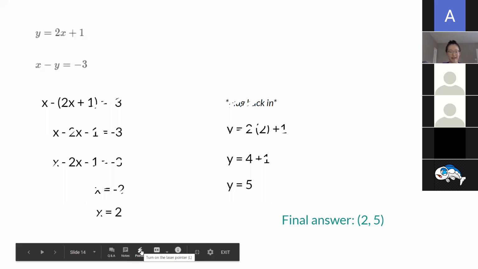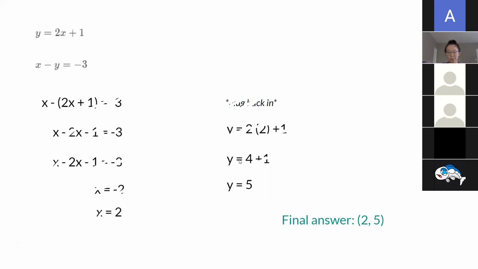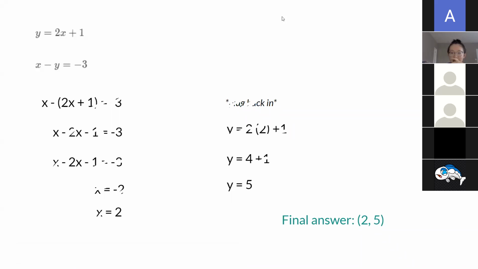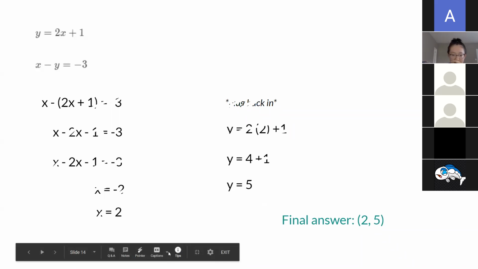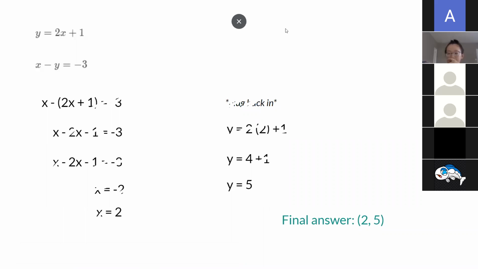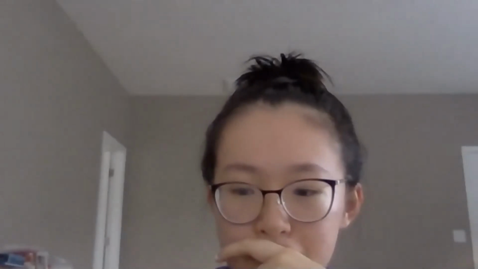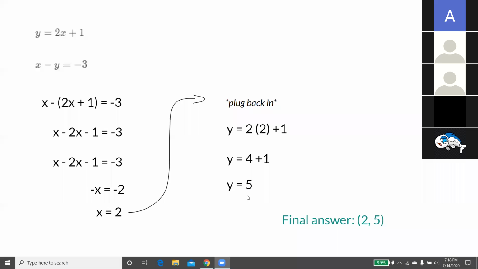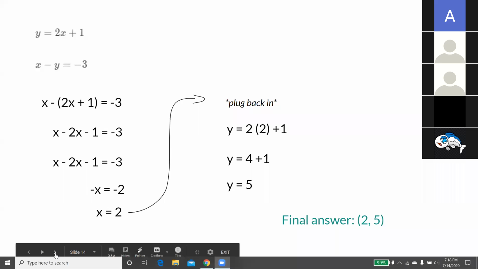Is the eraser thing showing up on your screen again? Yes. Oh my goodness. Okay. I don't know what it is. Yeah, I have no idea either. Let me try again. Okay.